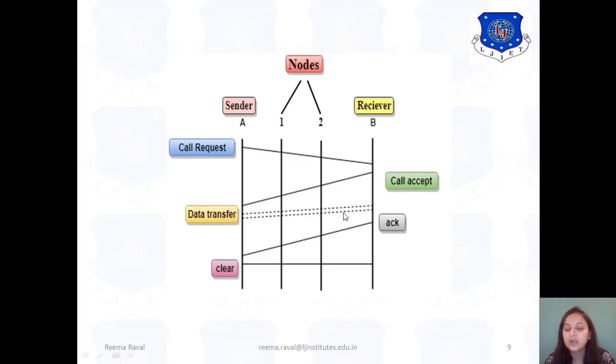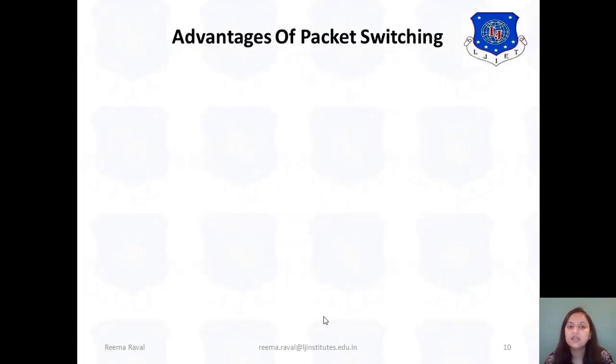When the data transfer is completely achieved, the receiver will send the acknowledgement signal of the data, and whenever the acknowledgement signal is received, the sender will send the clear signal, which indicates that the channel is now available for transmission of further data. So this is the process of how data is transferred from source to destination, or from sender to receiver. Let us see the advantages of packet switching.